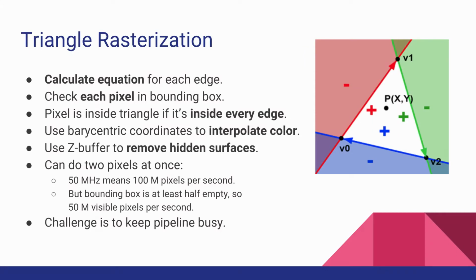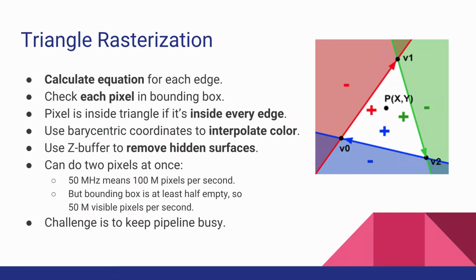But when you have a bounding box, at least half the pixels are going to be outside the triangle. So it's kind of a waste. You're doing a lot of work for not drawing a pixel. So in practice, you get about 50 million pixels per second drawn. And we run at about 50 FPS. So it's about 1 million pixels per frame, which is a bit more than the size of the display. So we can fill up the display.